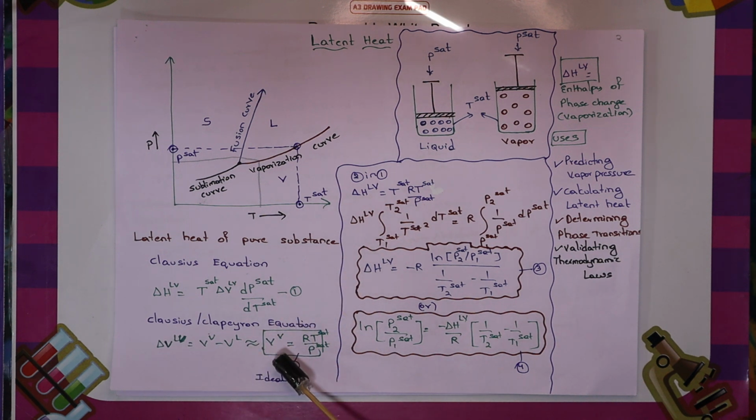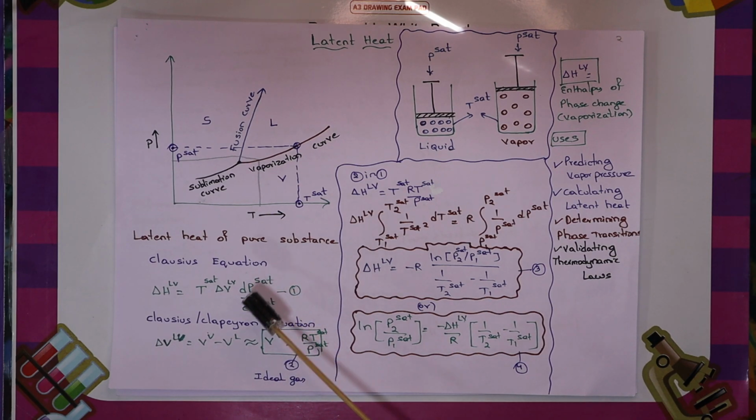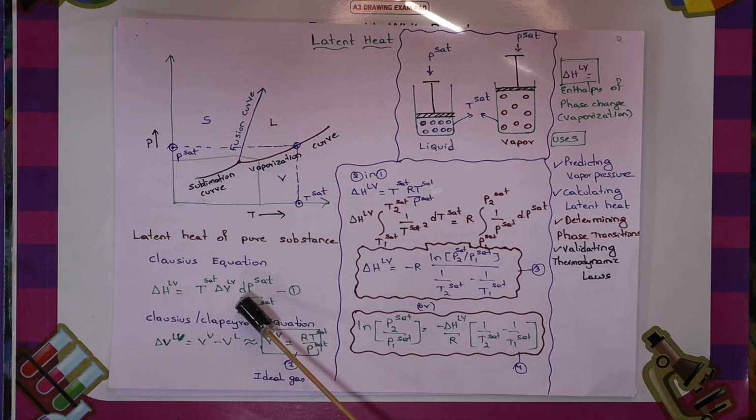The other approximation he took: let us assume that the vapor that forms is an ideal gas. In such cases, we can use the ideal gas equation, PV equals RT, so V equals RT by P. Using this approximation, the Clausius equation can be changed to the Clausius-Clapeyron equation. So delta H of vaporization equals T into RT by P, because this becomes the volume of the vapor. So you can take the derivative of dP sat by dT by assuming the ideal gas law.